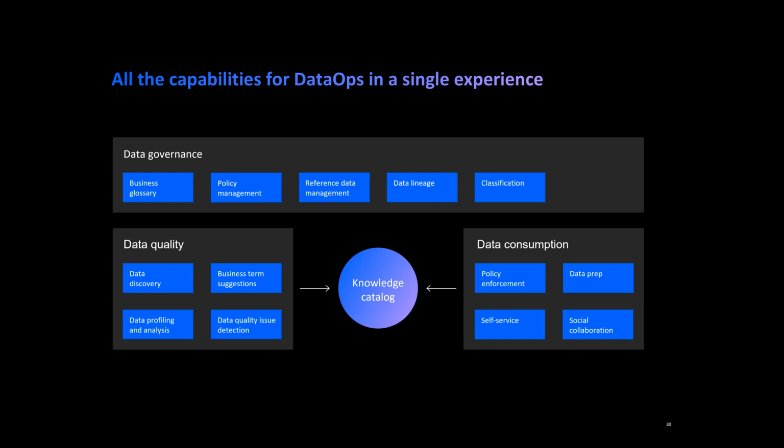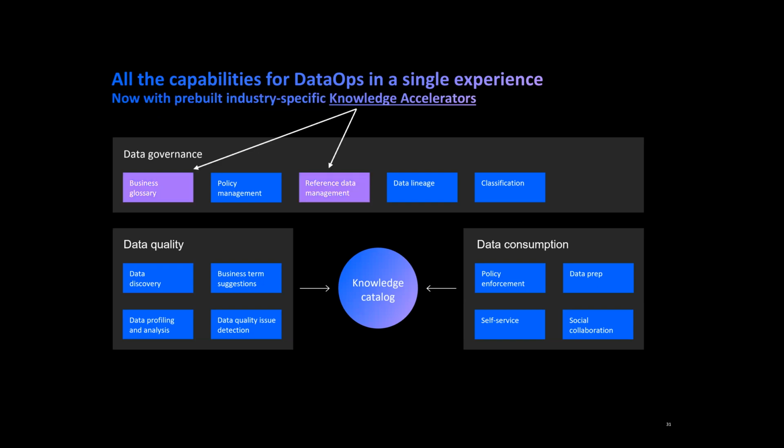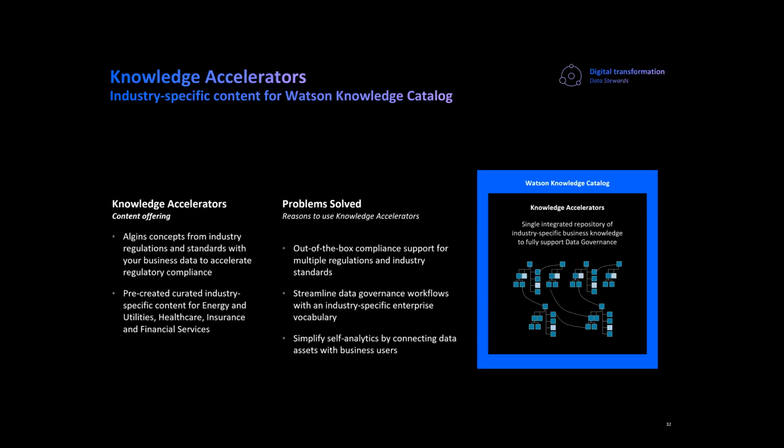So all the capability of DataOps in a single experience. As I was saying before, it has governance, data quality, data consumption, everything is built into it, and that's the Watson Knowledge Catalog. There's also knowledge accelerators, which are great. Out of the box, they have certain industry models that are pre-configured. So it's kind of a jump start if you need to do any type of machine learning.